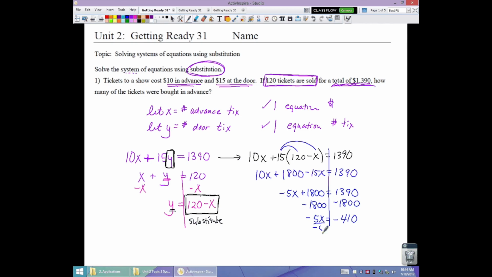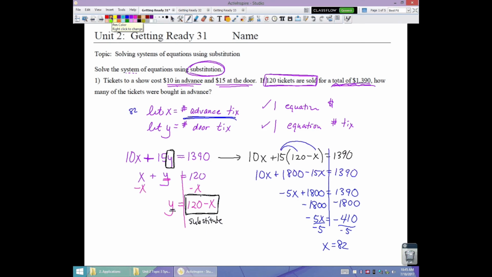And divide both sides by negative 5, and a negative divided by a negative will result in positive. This would be 82. Okay, so what does that mean? Well, now it's important to remember my let statements and go, oh, well, x, right from the beginning, we said that stood for number of advanced tickets. So that's 82. Now, I realized that in this problem, that's all they asked me for, is how many tickets were bought in advance. So really, I've fully answered the question that was posed.